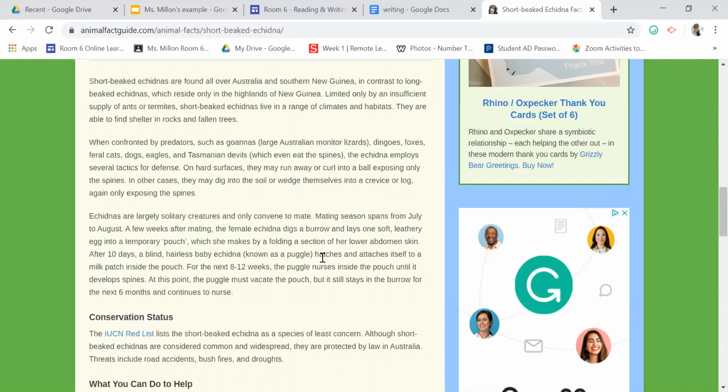So please think about what Miss Millon did as I was reading from a source, how I stopped and I thought to myself, does this relate to my research, and how I had to really figure out what information was important versus what information was not important.